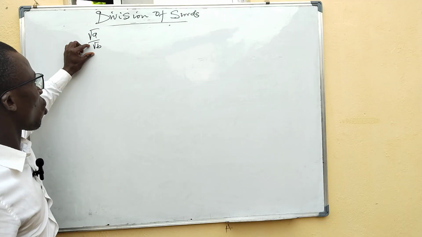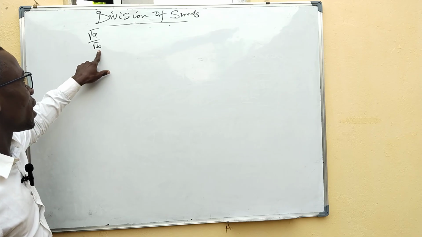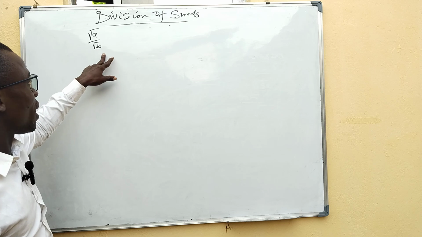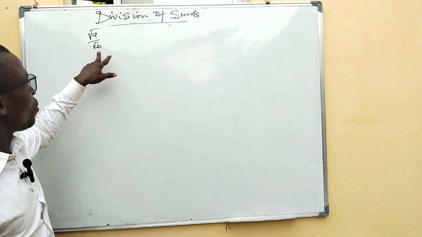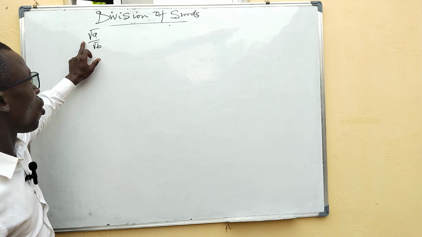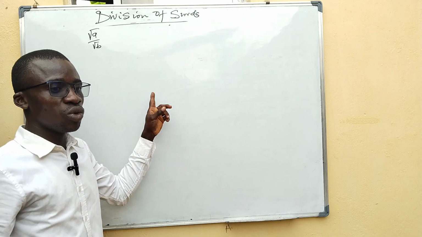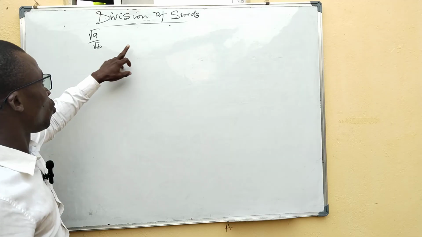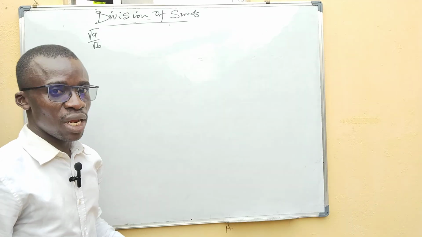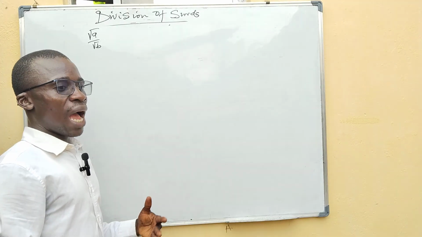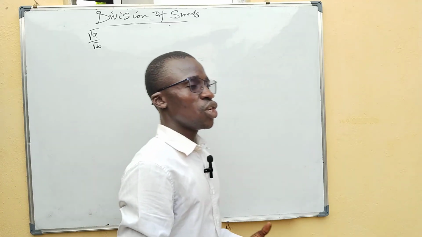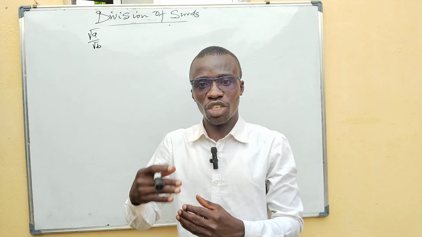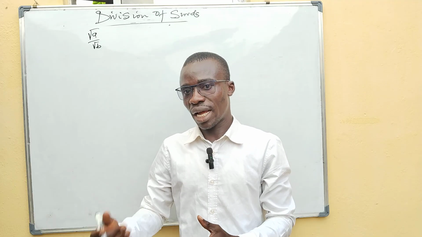When a surd occurs at the denominator, this becomes irrational. When it occurs at the denominator of the fraction, what do you do? You rationalize. When you have this, you do what is called rationalization of surds. And how do we rationalize surds? Our intention is to turn the irrational denominator to rational.